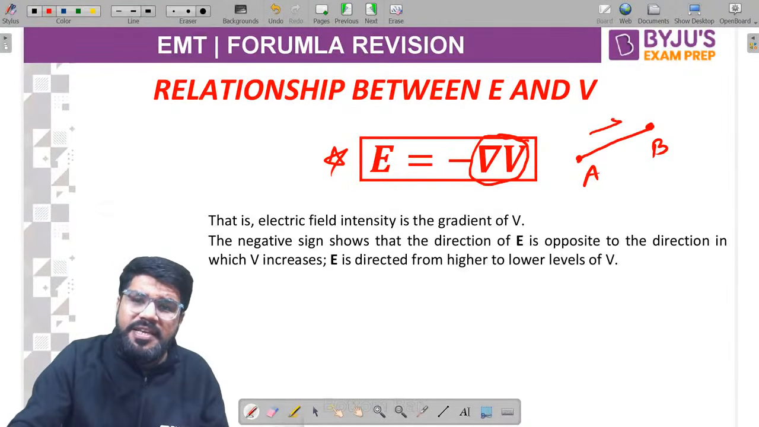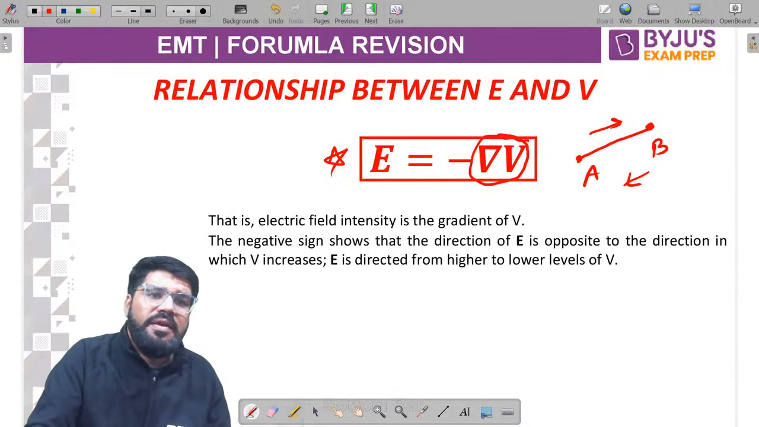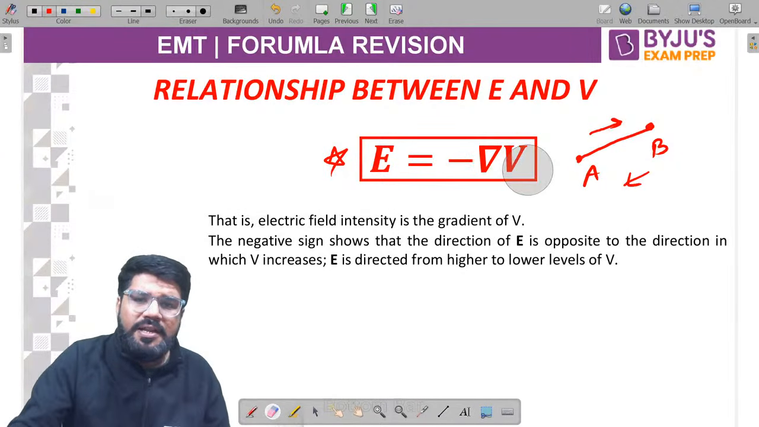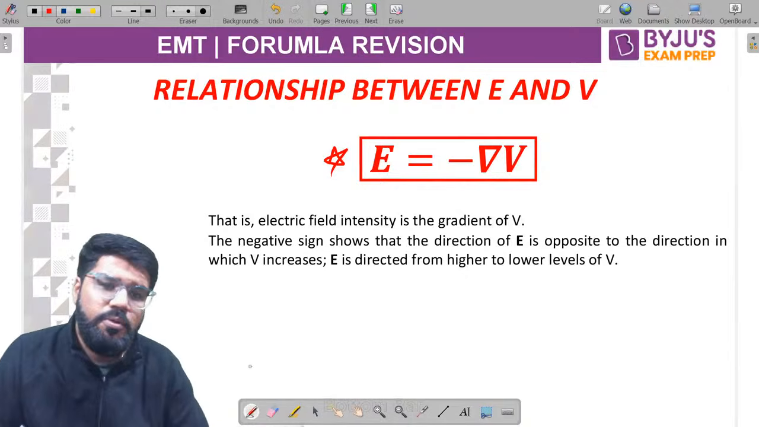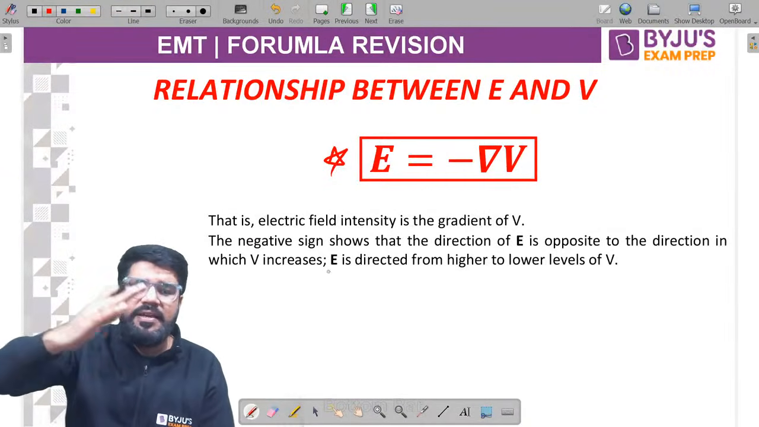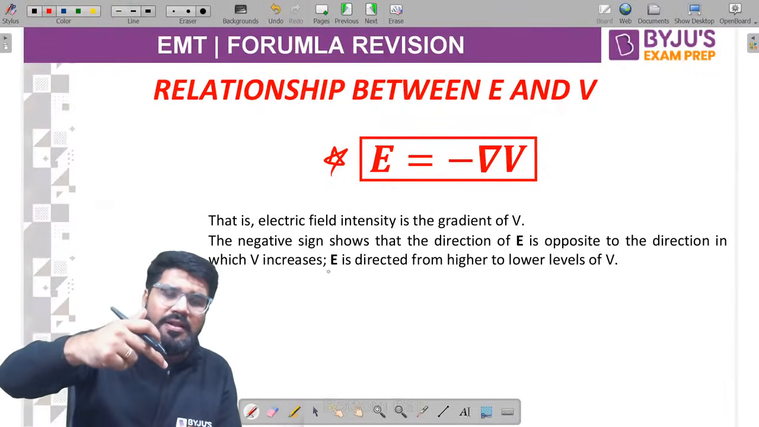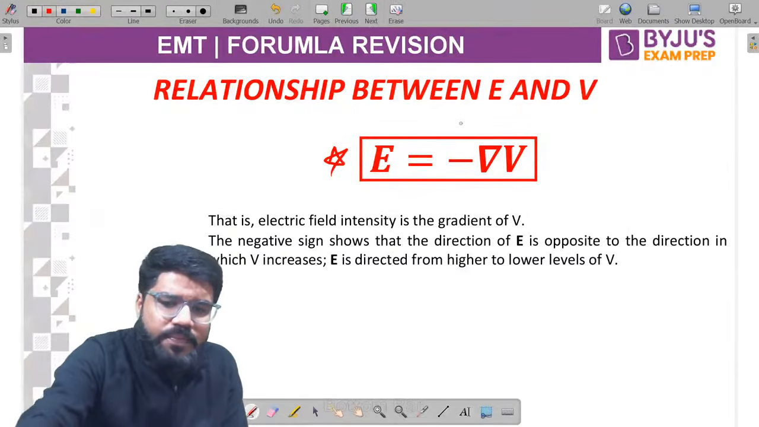So if potential is increasing in this direction, electric field should be pointing in the opposite direction, and that is why we say that electric field flows from higher to lower potential. Opposite to the direction in which V is increasing. If V is increasing this way, electric field is in the direction of V decreasing, that is higher to the lower levels of V.